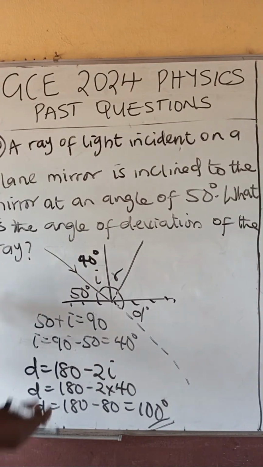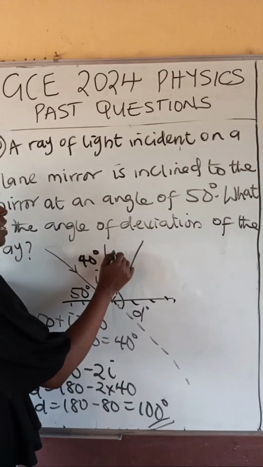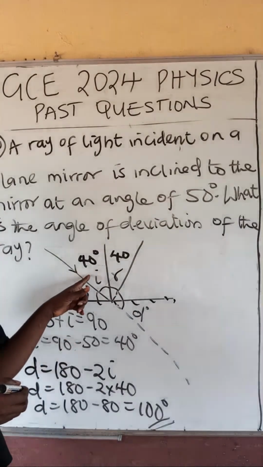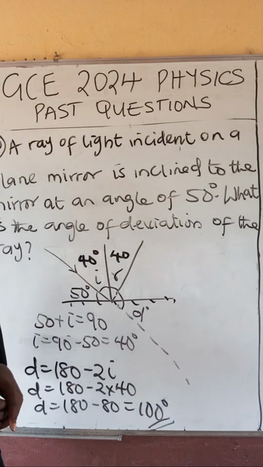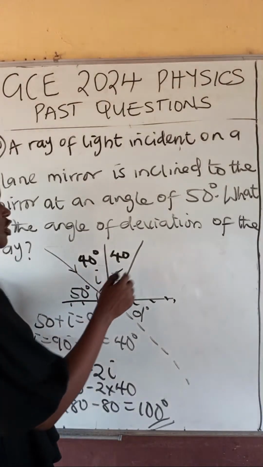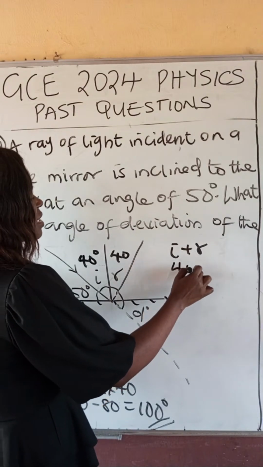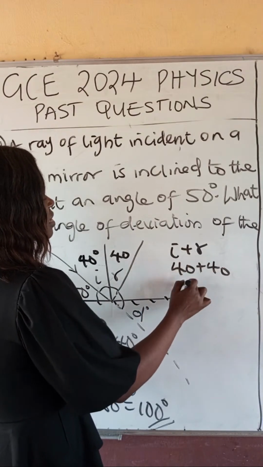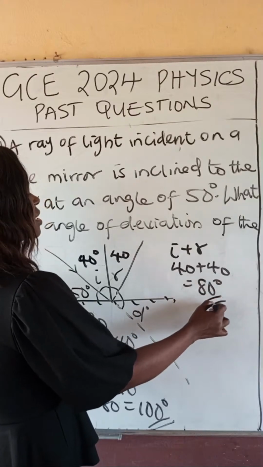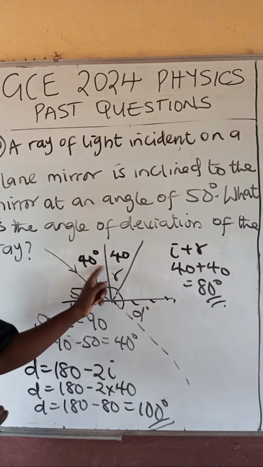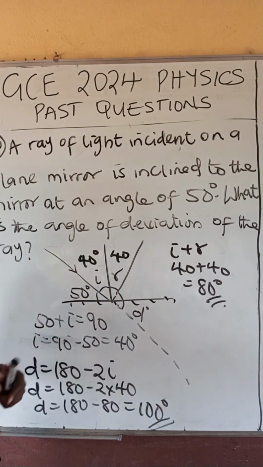Okay, then if I is 40 here, here is equally 40. But in a situation whereby you're asked to calculate the angle between the angle of incidence and the angle of reflection, that is going to be I plus I. That is 40 plus 40, and the answer becomes 80 degrees. Okay? That is in case you are asked the angle between this and this, you now add them together to get 80 degrees. Is that okay? Right.